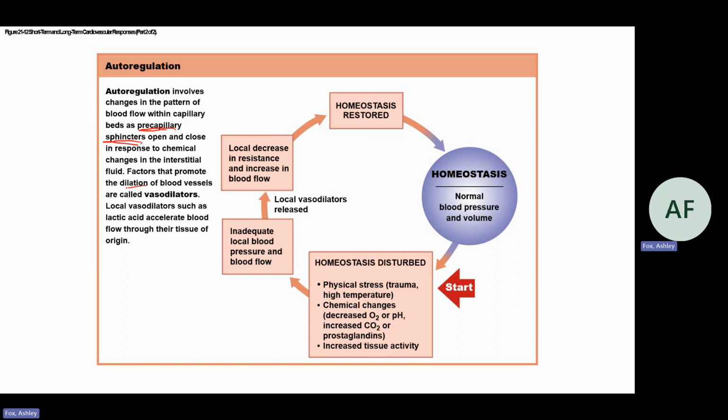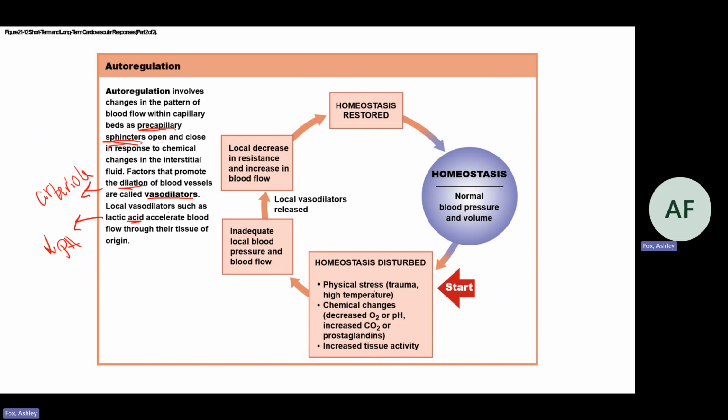Again, dilation of the blood vessel is going to be vasodilators. Lactic acid is going to increase blood flow because you want to get rid of it. Again, lactic acid is going to decrease pH. So that's one of the components. So you can do it either with the sphincters, but vasodilators often are going to be at the arterial level. And so they'll kind of control what's going into the capillaries as well.